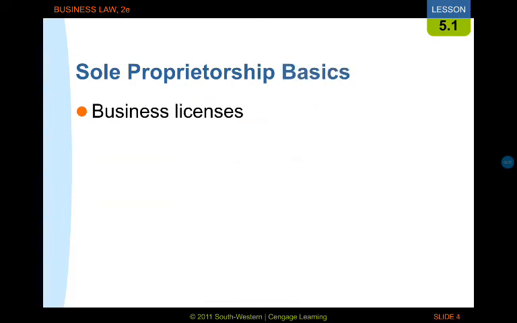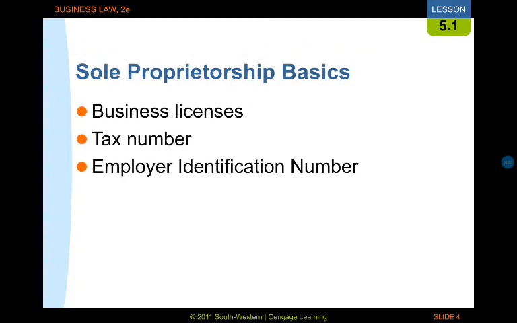Okay. Sole proprietorship basics. With any business, a business license is required. A tax number, an employer identification number. A lot of times in tax forms, they call that the EIN number, employer identification number. There is an online form where you can apply for an EIN number for your business through the government. It's actually a pretty easy process, but it does set you up and makes you as a business.